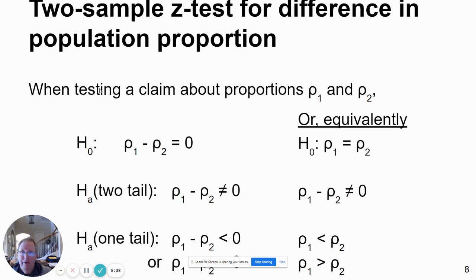Now let's talk about the two sample Z test for a difference in population proportion. When testing a claim about proportions, rho 1 and rho 2, there are two ways of expressing the null hypothesis. You could either say that rho 1 minus rho 2 is equal to 0, or equivalently, you could say that rho 1 is equal to rho 2.